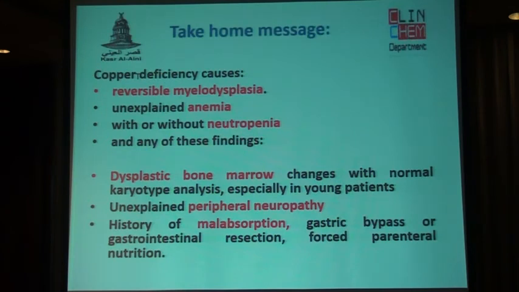Our take-home message is that copper deficiency, although rare, can cause reversible dysplasia, unexplained anemia, and neutropenia. It should be considered in any case with unexplained anemia, with or without neutropenia, that shows dysplastic bone marrow features with normal karyotype, unexplained peripheral neuropathy, or any cause of malabsorption.